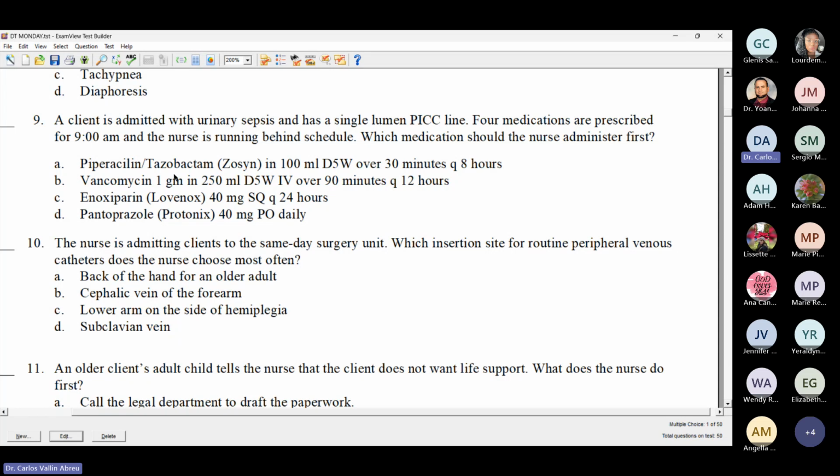Then what you need to do, if you have a similar question, is start playing. Here the problem is the medication that needs to pass in 30 minutes, 90 minutes, okay. The other one can be given in 1 second. The problem is the IV medication. What happens if I give first the Zosyn, and what happens if I give first the vancomycin.